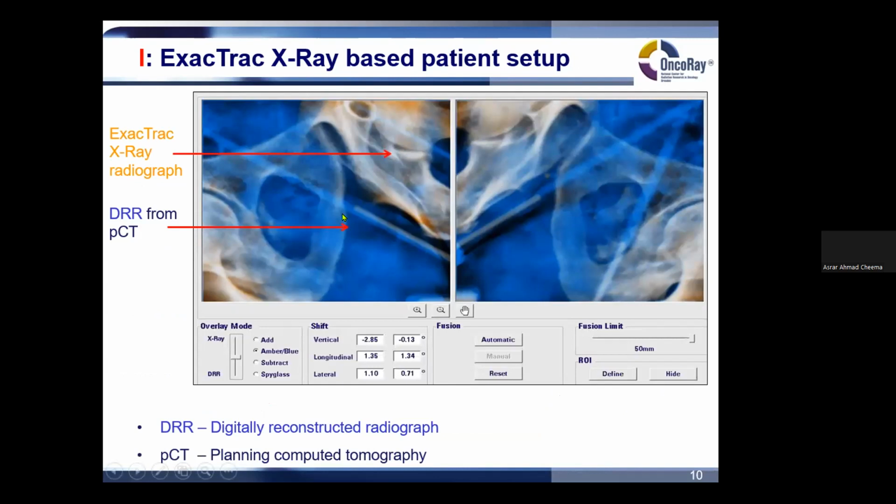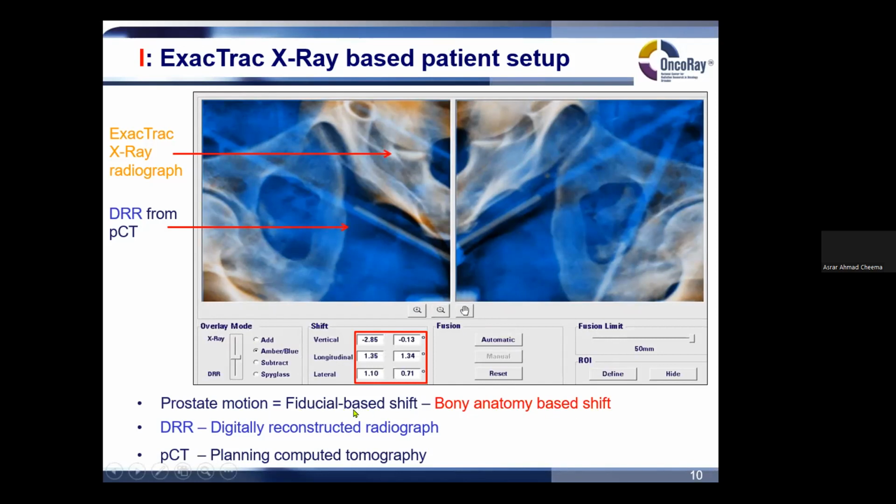This is an overlay of the Exactrack X-ray radiograph and the digitally reconstructed radiograph from the planning CT, and the prostate motion was assessed by taking two views. One was used for the patient setup during treatment, another was obtained in an offline technique by overlaying the two views using bony anatomy based shift.